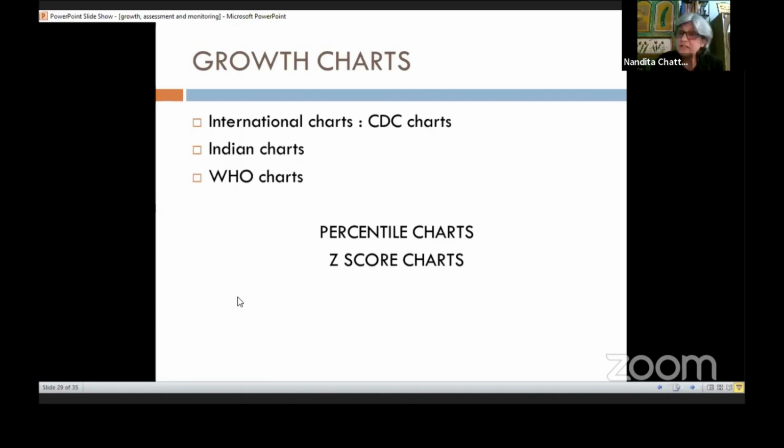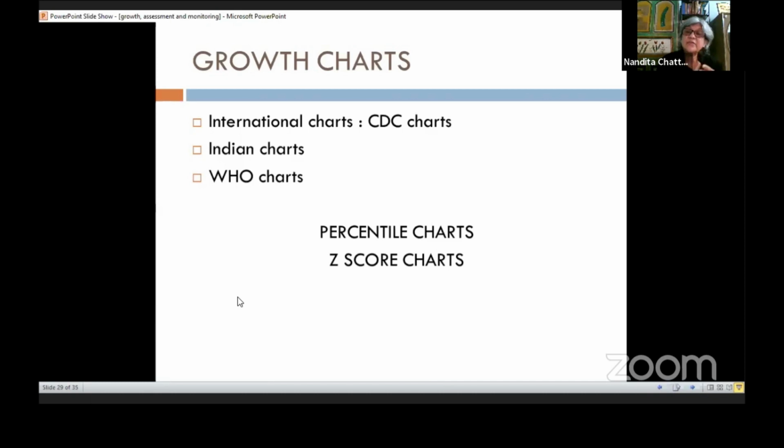Some international charts have been used for a long time, of which the CDC charts from USA are very well known. Then came up the WHO growth charts, which were formulated using various children from different countries, from the different continents, and then the charts were prepared. And now we also have some indigenous Indian charts, particularly the IAP charts, which are in vogue right now.